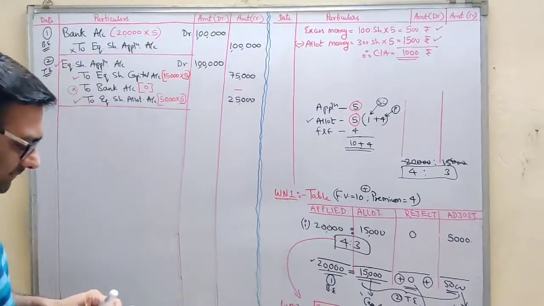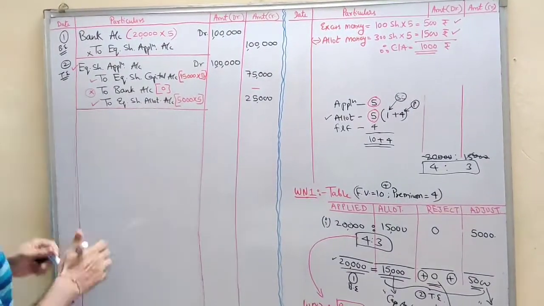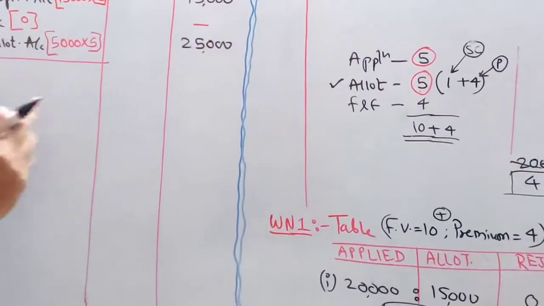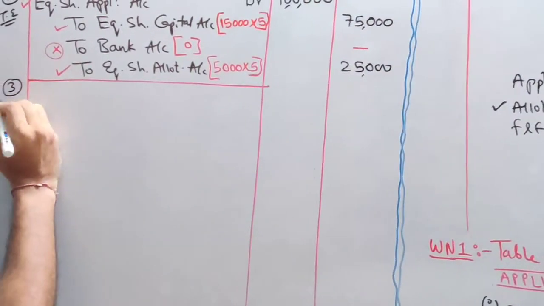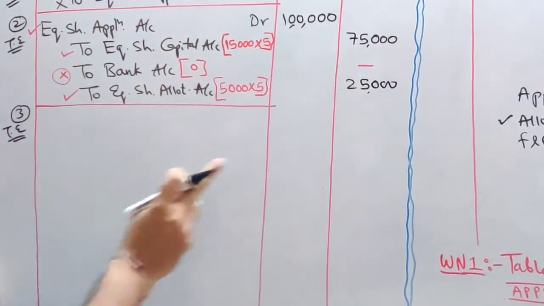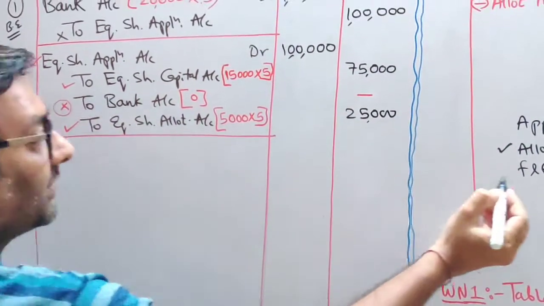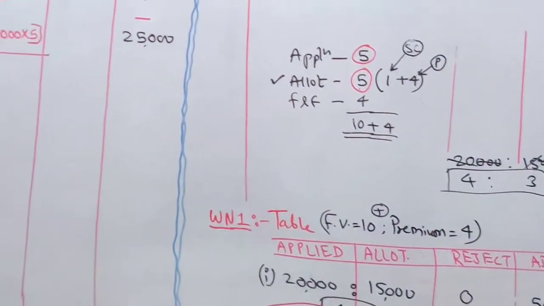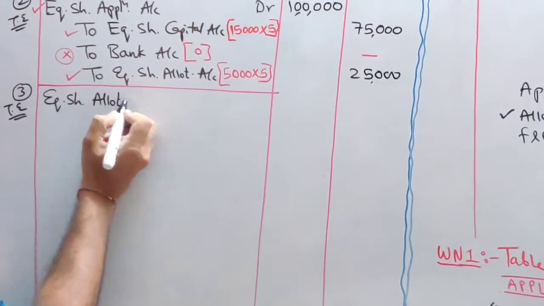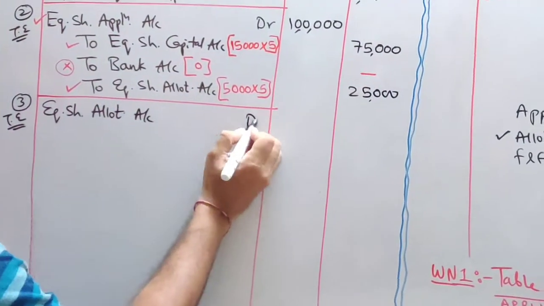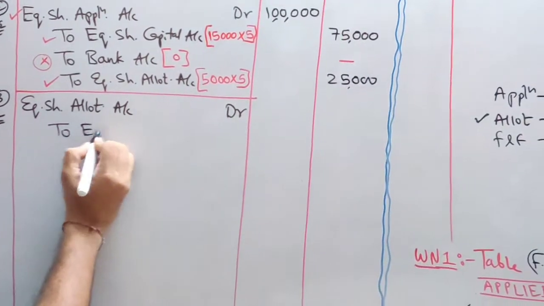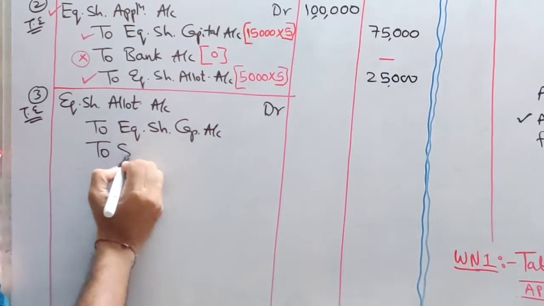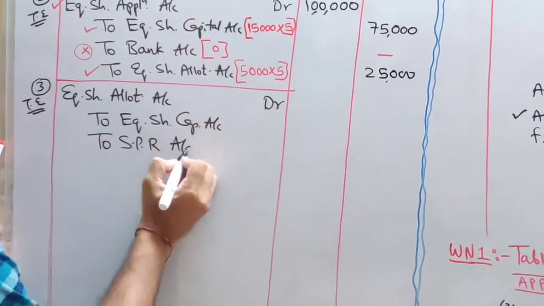Now coming back to the allotment entry. In this allotment, we are going to show arrear of 1000 rupees. So for allotment, students, first tell me what will be your transfer entry for allotment. You have to tell me along with the premium. There is a premium in allotment. So what will be your entry? Equity share allotment account debit to equity share capital account, to securities premium reserve account.